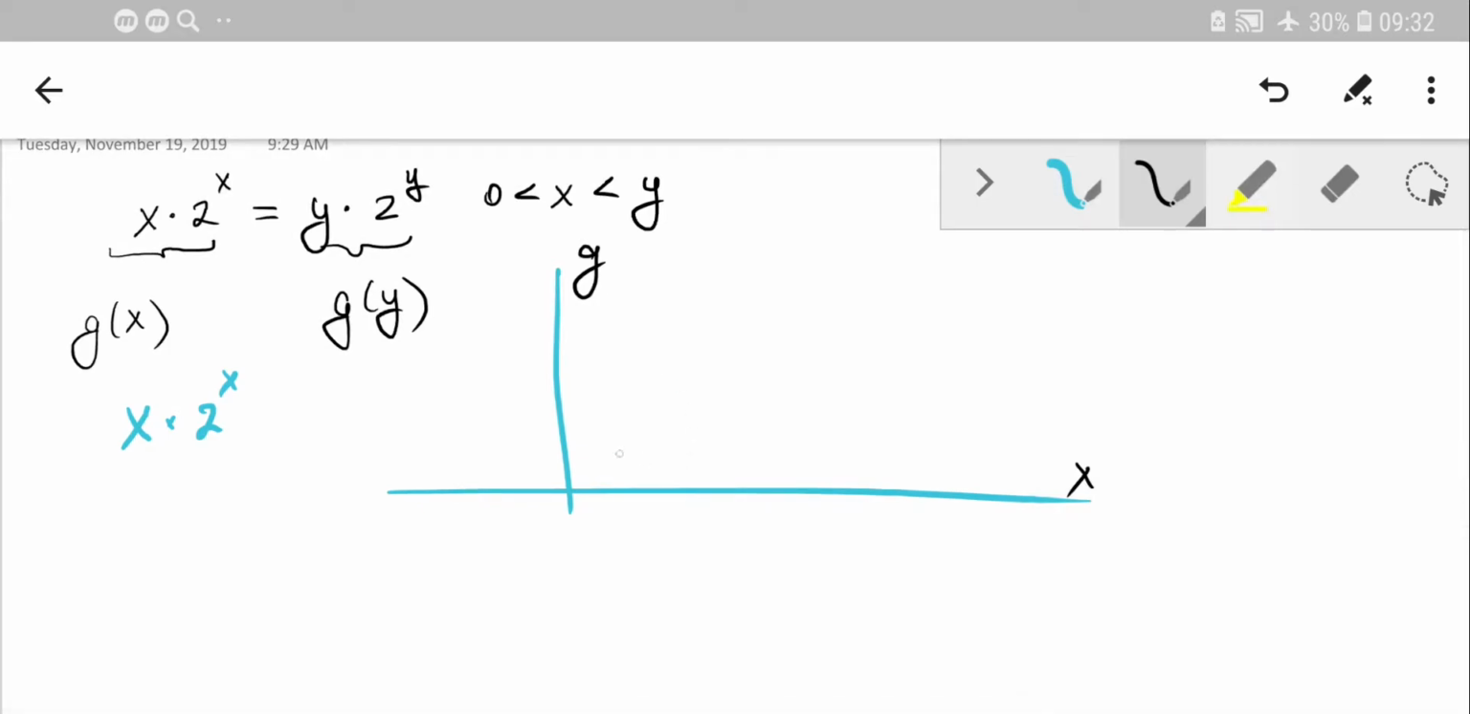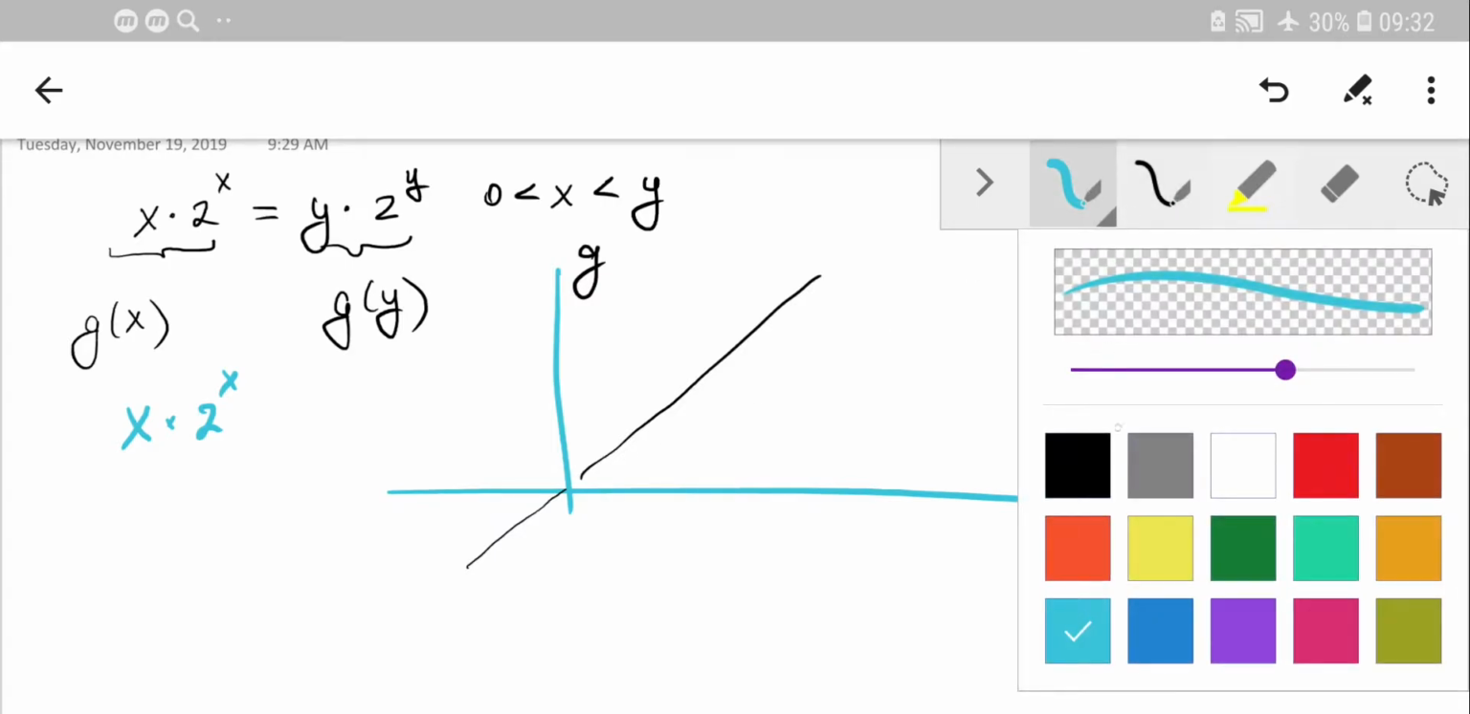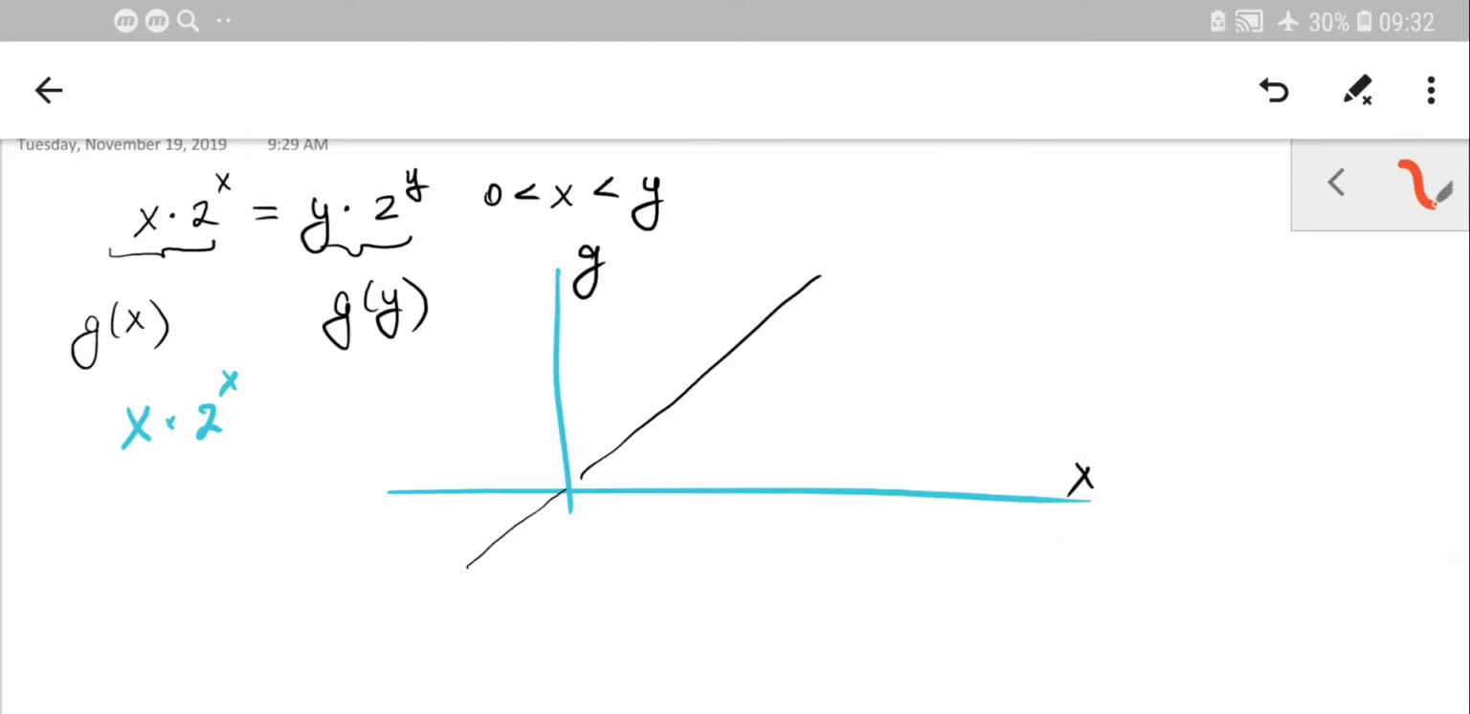So x is just the straight line, right? It's identity line. And 2 to the power x is an exponent. When x is 0, it's just 1, but 0 is not included due to x more than 0, so it's strictly increasing function. So that's why it goes something like this.